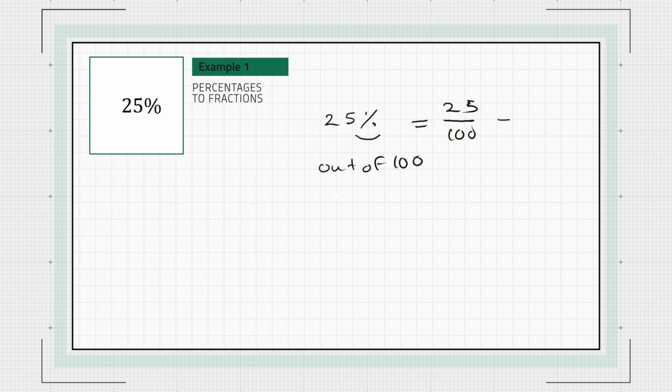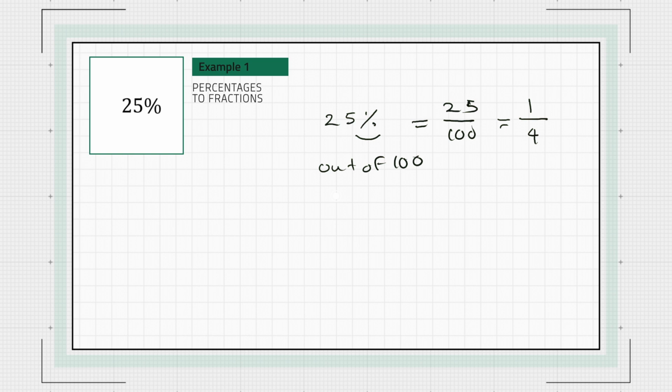We can reduce this. We just have to find a common factor, or the highest common factor between these two. And they're both multiples of 25. So if I divide the top by 25, I'll get 25 divided by 25, which is just 1. And if I divide the bottom by 25, I will get 4. 4 times 25 is just going to be 100.